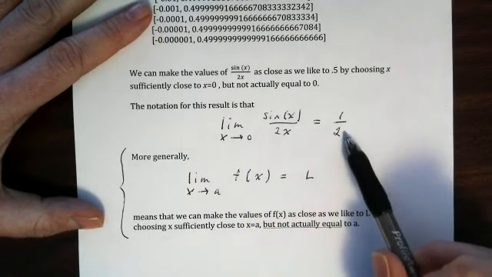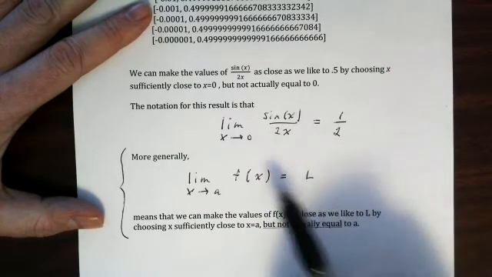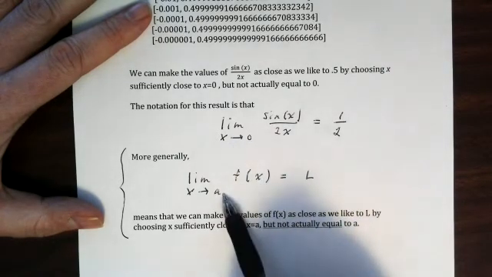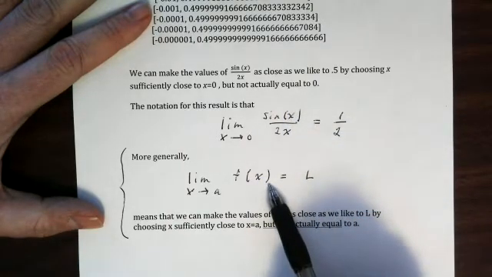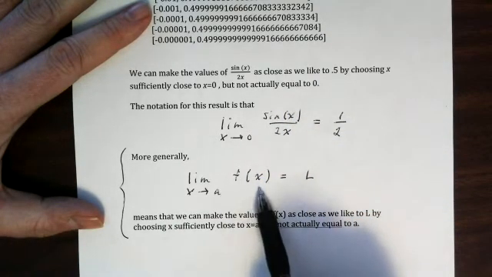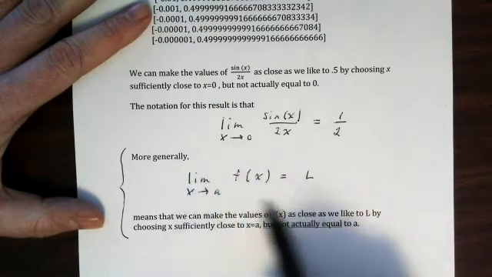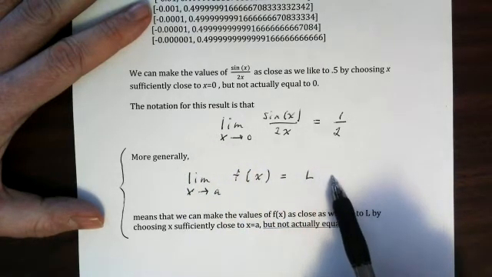Okay, in this case, the L value corresponds to 1/2. In this case, the A value corresponds to 0. And in this case, the sine of x divided by 2x is equal to f of x. So this notation is really describing what happens when we make a table of values like we did above.